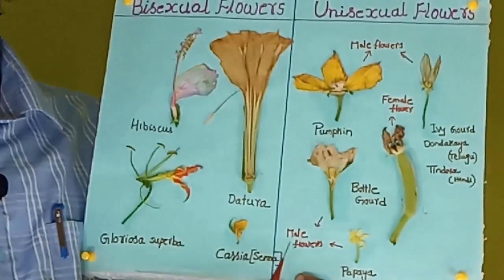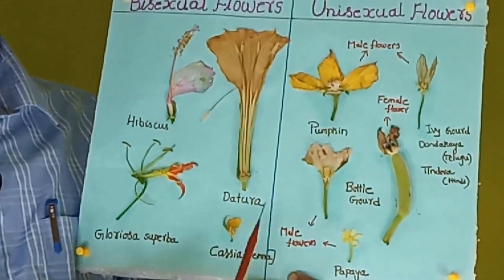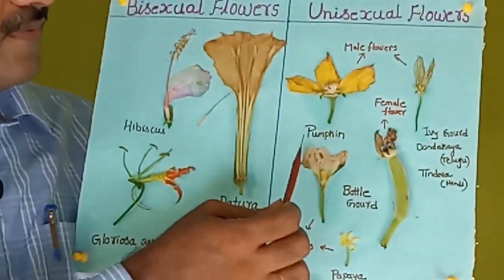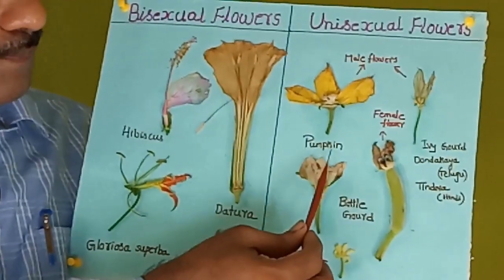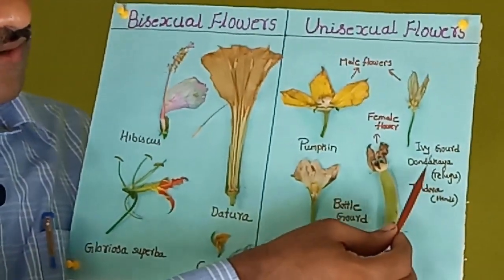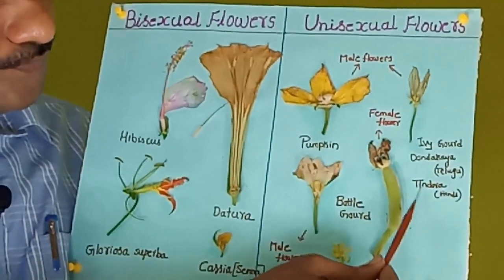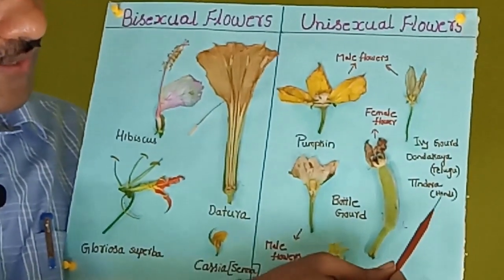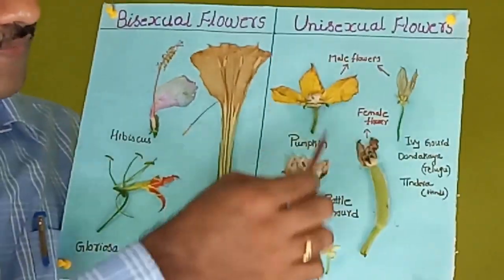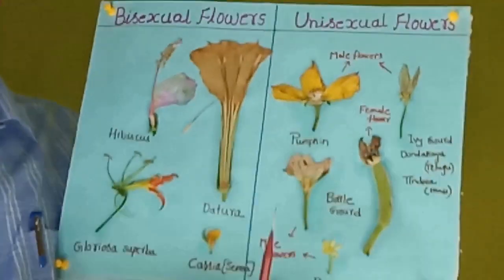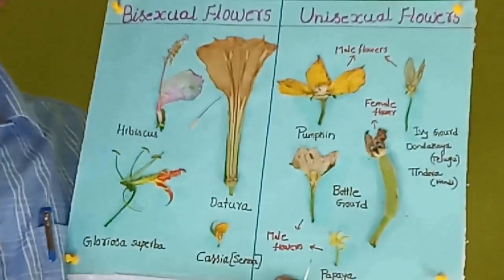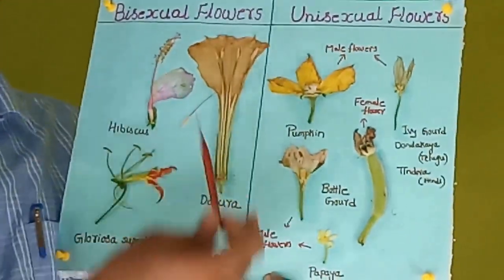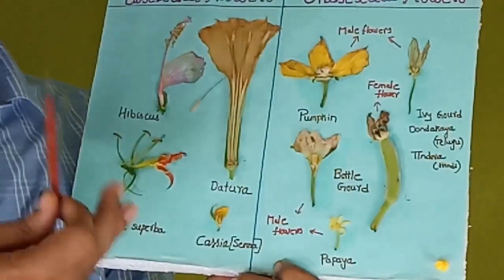The best example is the Cucurbitaceae family. All these types of flowers are like bitter gourd, snake gourd, ridged gourd, and so many others.